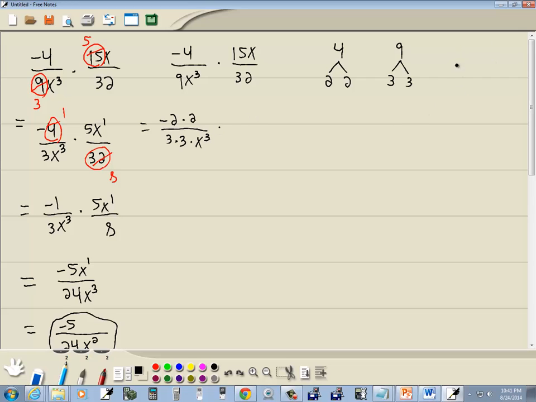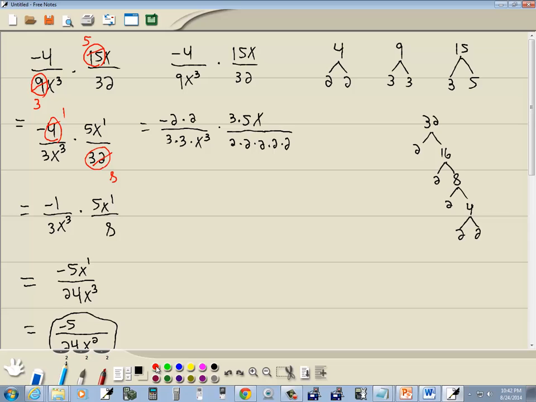Okay, 15. Not divisible by 2, so going to 3, it is divisible by 3: 3 times 5. And then 32. 32 is divisible by 2, my first prime: 2 times 16. 16 is divisible by 2: 2 times 8. 8 is divisible by 2: 2 times 4. And 4 is divisible by 2: 2 times 2. So it looks like I have five 2's there: 1, 2, 3, 4, 5.